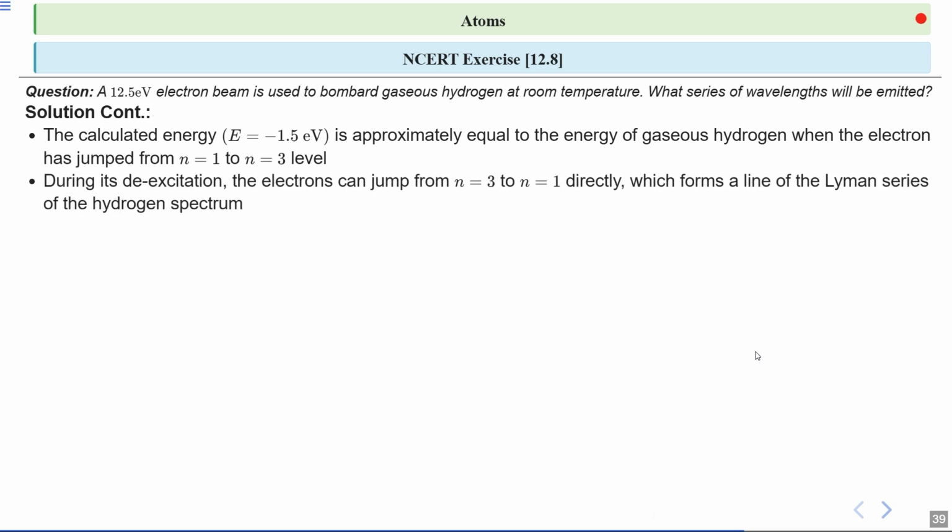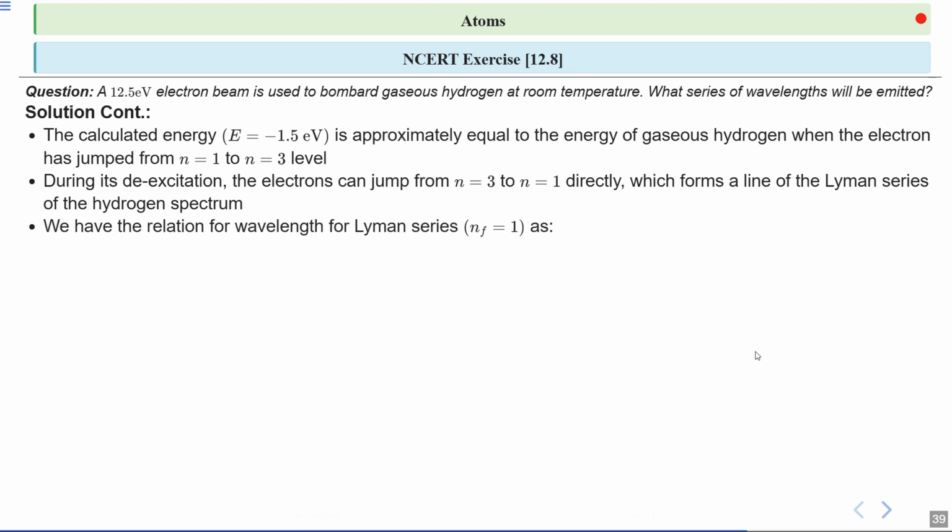As these excited electrons return to lower energy states, they can drop directly from n equal to 3 to n equal to 1. When this happens, the atom emits a photon with a specific wavelength. This direct transition from n equal to 3 to n equal to 1 produces a line in the Lyman series, which is a set of ultraviolet spectral lines unique to hydrogen. The Lyman series always involves an electron falling to the n equal to 1 level.